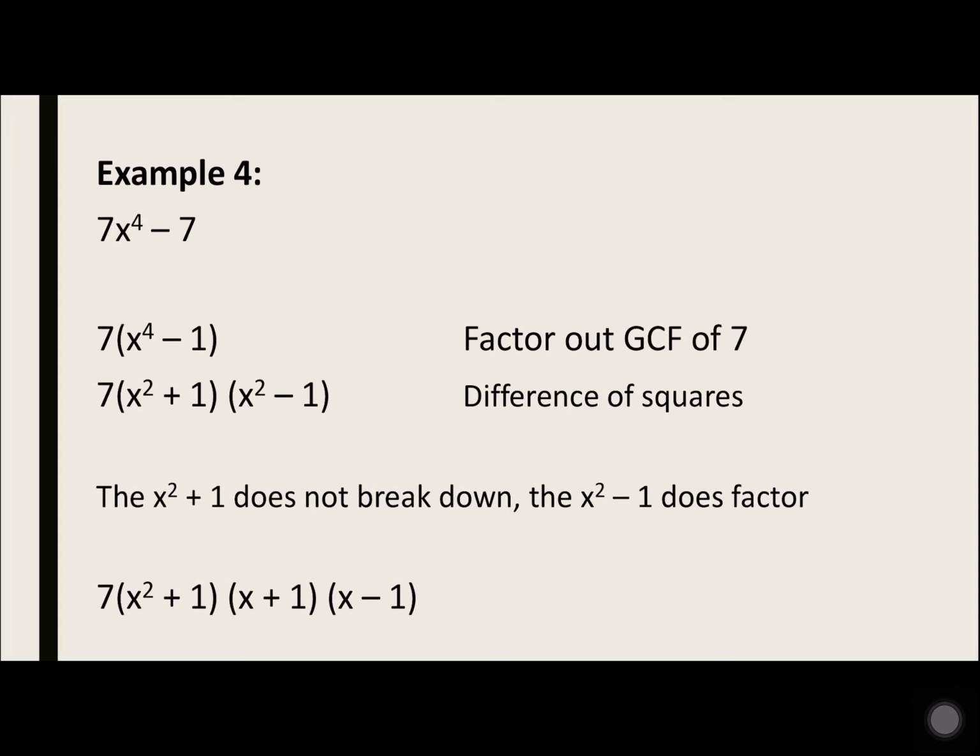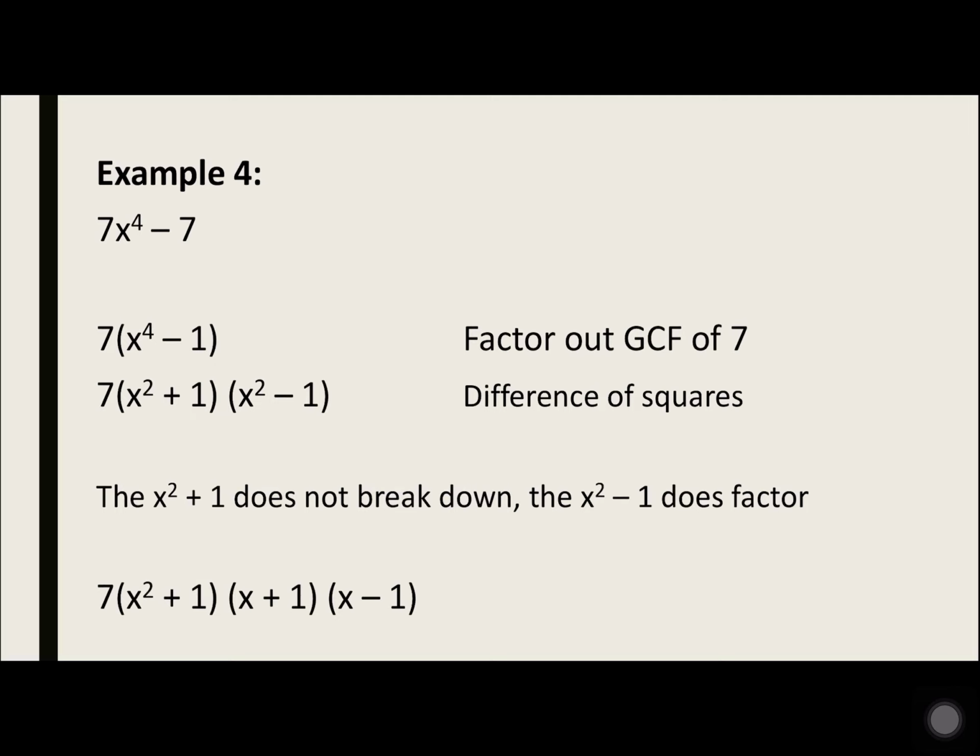Example 4, 7x to the 4th minus 7. Factor out the GCF of 7. And so that leaves x to the 4th minus 1. X to the 4th minus 1 is a difference of squares, because x to the 4th is x squared times x squared, and then the negative 1 would be plus 1 times minus 1.